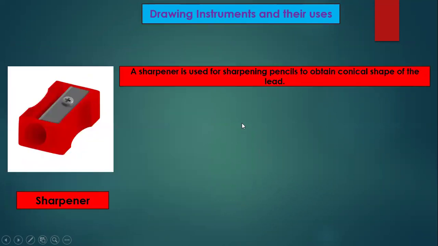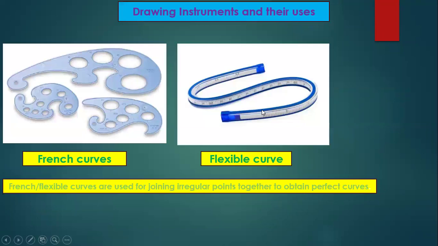Then we also have a sharpener. So a sharpener is used for sharpening pencils to obtain a conical shape of the lead. So this is a sharpener. And what we use it for is to sharpen a pencil in order to obtain the conical shape of the lead.